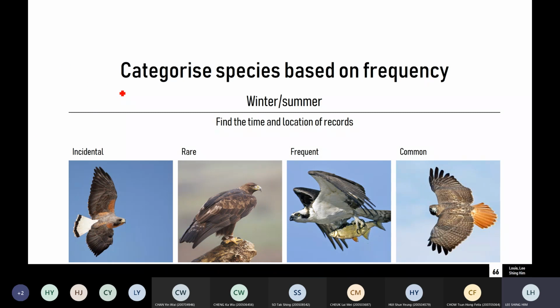Then a research team categorized some species based on their frequency. And then how did they get this frequency data? Now, their data source comes from a website called eBird. I introduced this database in the last lecture, near the end of the last lecture.